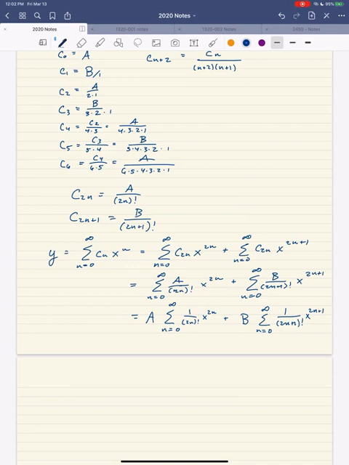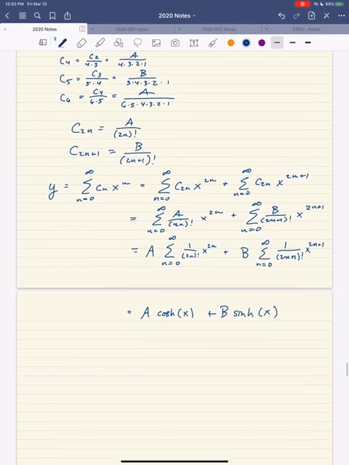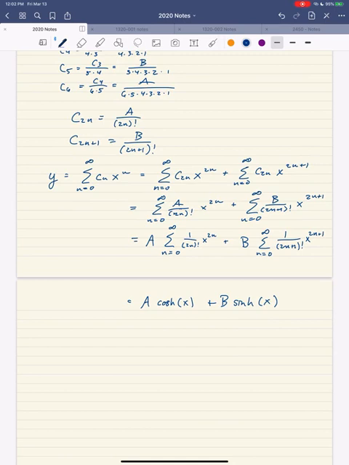And these are both power series for a known function. So this first one is a power series for hyperbolic cosine. So this is a hyperbolic cosine of x plus b sinh of x, hyperbolic sine. And so that's our solution. That's going to be the values that solve this differential equation.